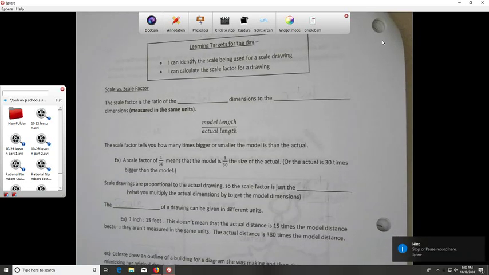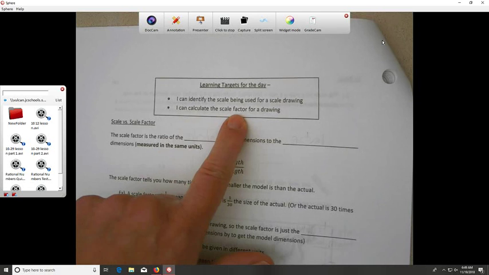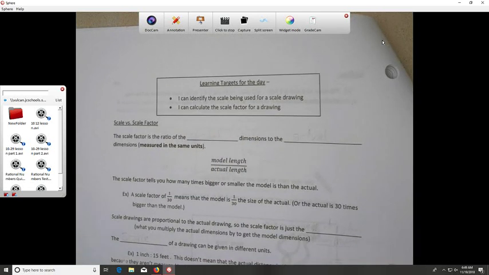Alright guys, we're going to be on page 36 in the notes today, so we're skipping over a section because of the snow day. So our learning targets today are: I can identify the scale being used for a scale drawing, and I can calculate the scale factor for a drawing. There's a difference between scale and scale factor, which we'll talk about first.